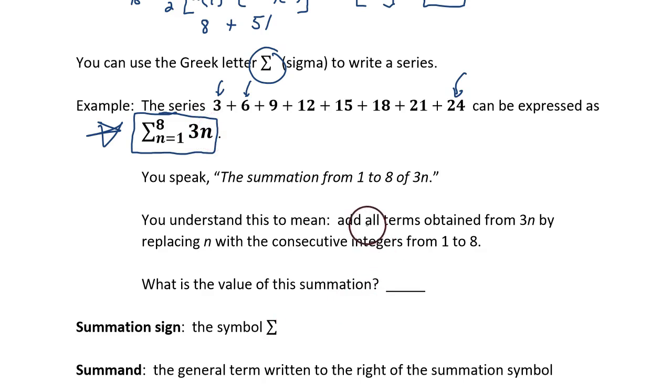What this means is add all the terms obtained from the formula 3n by replacing n with the consecutive integers from 1 to 8. We're asked, what is the value of this? Well, to find the answer, we would add up the numbers in that list. You could do it in your head, or you could take a calculator and type 3 plus 6 plus 9, and so on until you reach 24. And the result is 108.